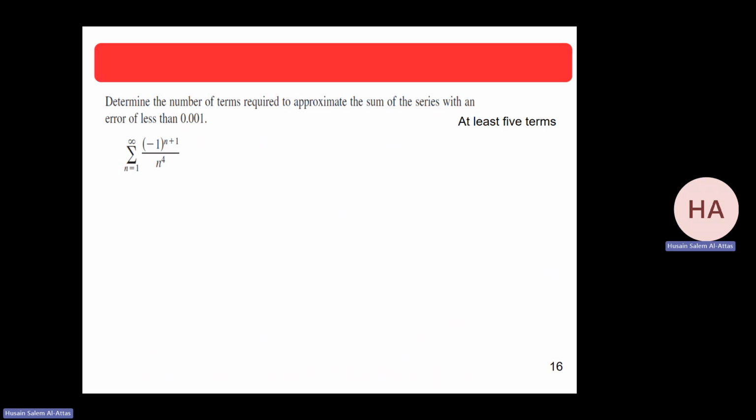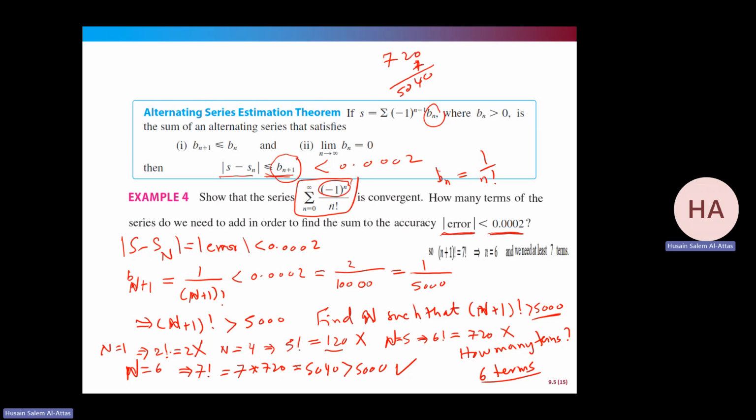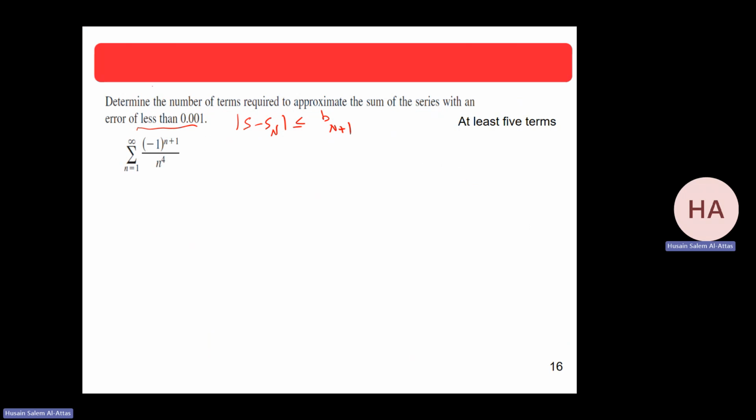Determine the number of terms required to approximate the sum of the series with an error of less than this. So I want the error... I know that S minus Sn is less than or equal to Bn plus 1. And I want the error to be less than 0.001. So I want this to be less than 0.001. What is Bn plus 1? And by the way, this series converges.